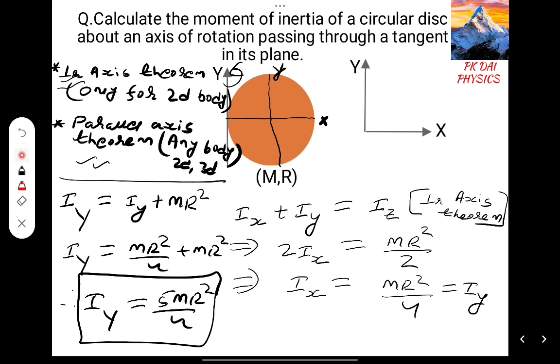If you have any doubt in the perpendicular axis theorem and parallel axis theorem, you can comment. I can make a video for both, or you can follow NCERT or any book, where their derivation is given. So this concept is important, you have to remember these two with a star mark.